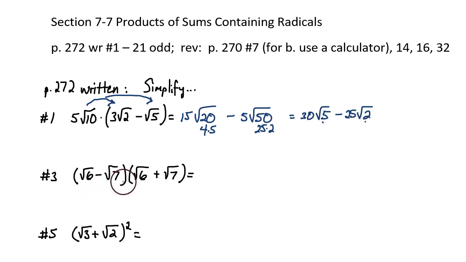Number 3, this has the format of a FOIL problem. And it's even that special kind of FOIL where everything matches and we have a difference and a sum. So the square root of 6 times the square root of 6 makes a regular 6. Minus, and then the square root of 7 times the square root of 7 makes a regular 7. And 6 minus 7 is negative 1.